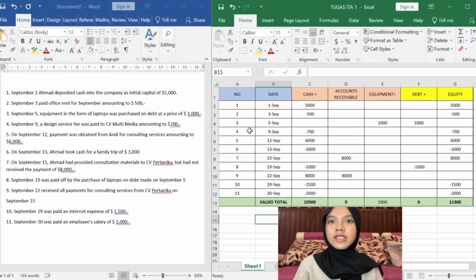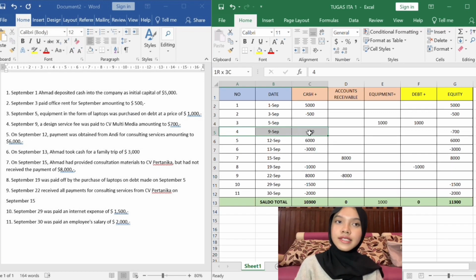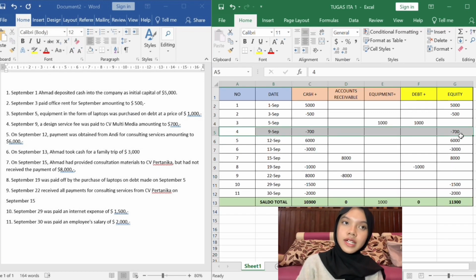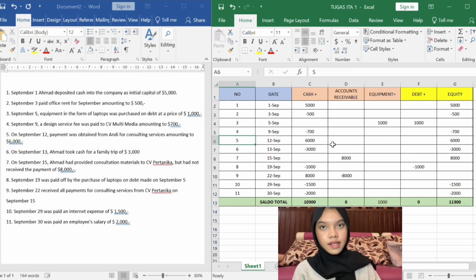4. On September 9, a design service fee was paid to CV Multimedia amounting to $700. It adds into the cash and equity table, but the cash and equity decreased $700 because a design service is paid $700 to CV Multimedia.